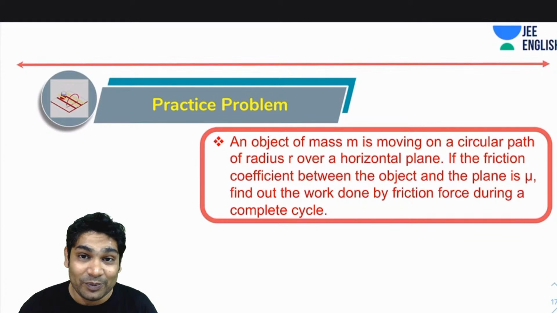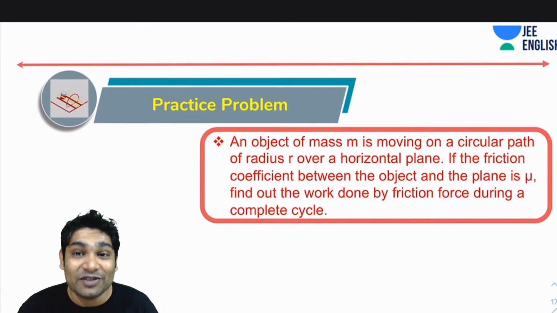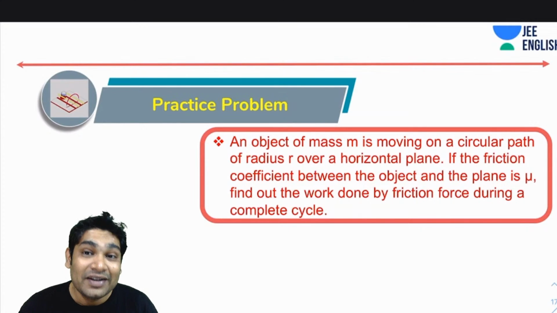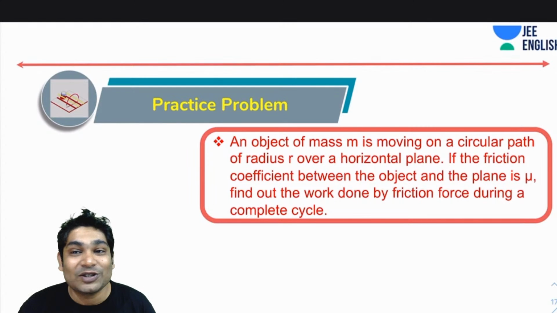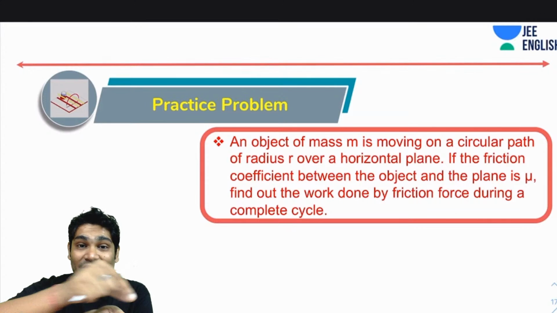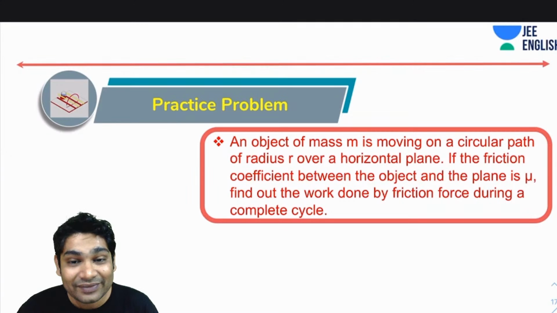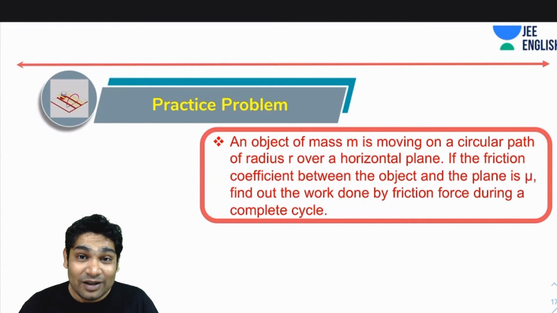Let's try another problem. An object of mass m is moving along a circular path of radius r over a horizontal plane. If friction coefficient between the object and the plane is mu, find out the work done by the force of friction during a complete cycle. So what will be the work done by the friction when it completes one circle? So an object of mass m is being moved along a circle of radius r. You define the work done by the force of friction when the object completes one circle.